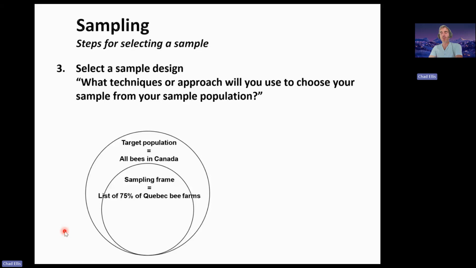Right, so then this is the point that we probably go out and determine what our sample design is going to be. It's going to be random. Are we going to target certain bee farms or not? And if we are going to target them, why? So again, we have our list of 75% of Quebec bee farms, and from within that sampling frame, that's where we're going to get our sample from.